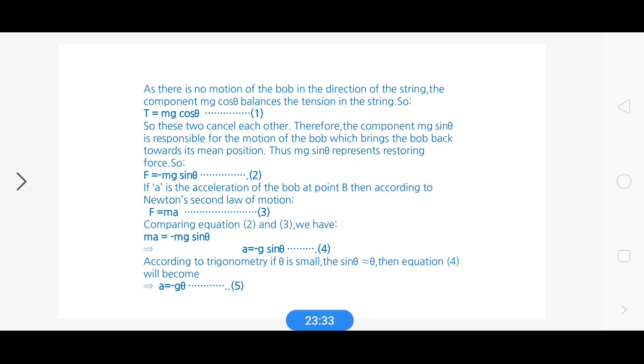As we know from trigonometry, if theta is small, then sin theta is also very small. Sin theta is approximately equal to theta when theta is small. So, therefore, we can say that the acceleration of the particle a is equal to minus g theta.